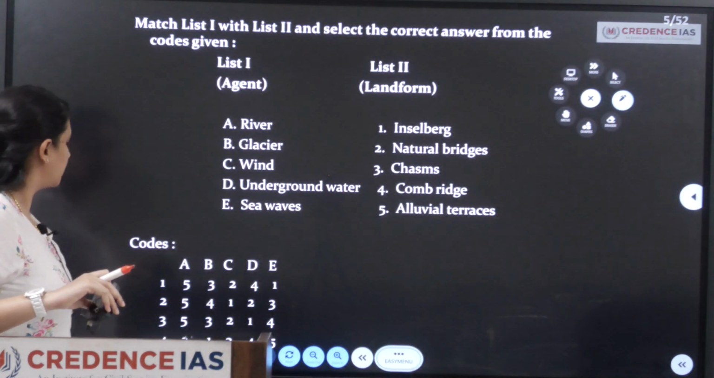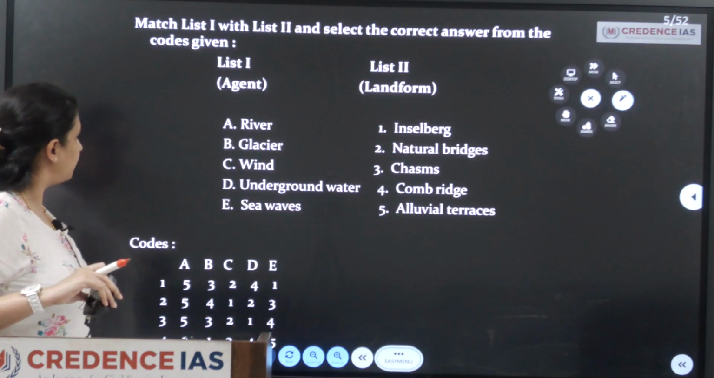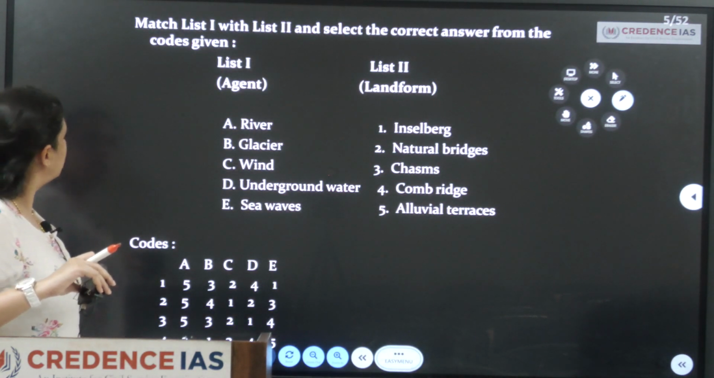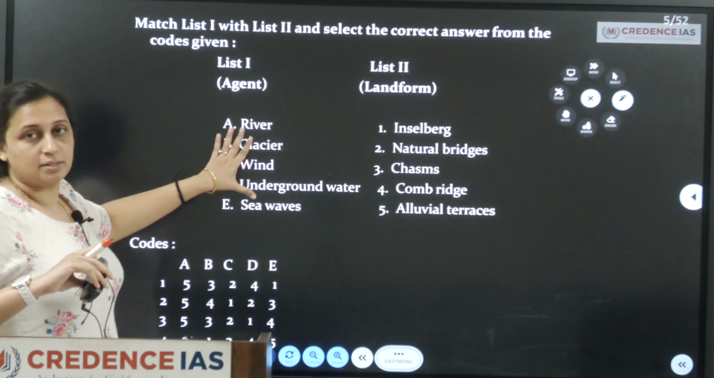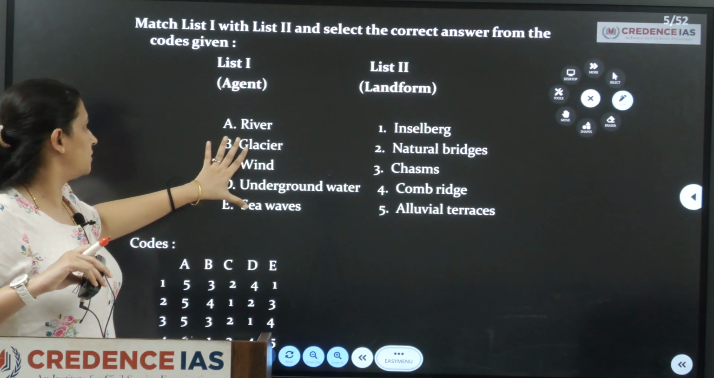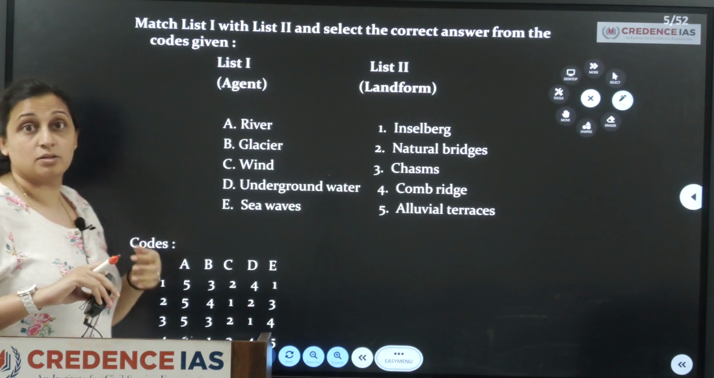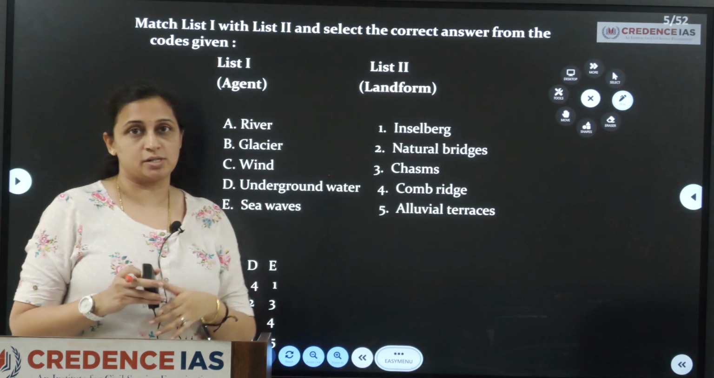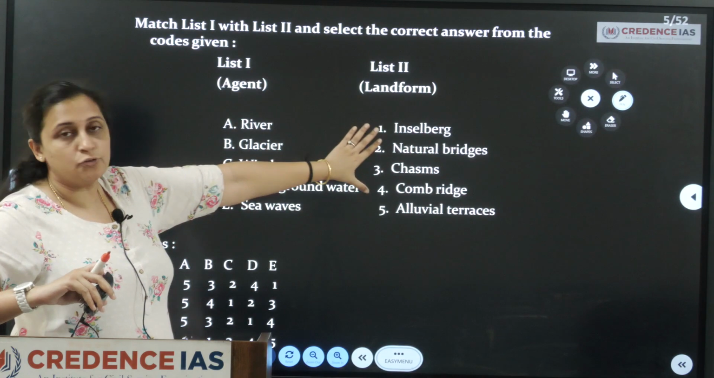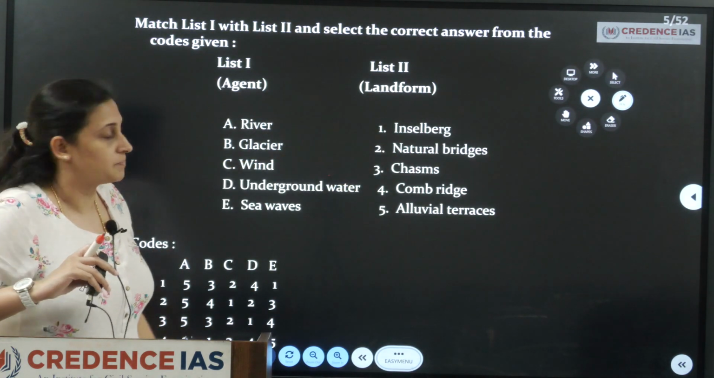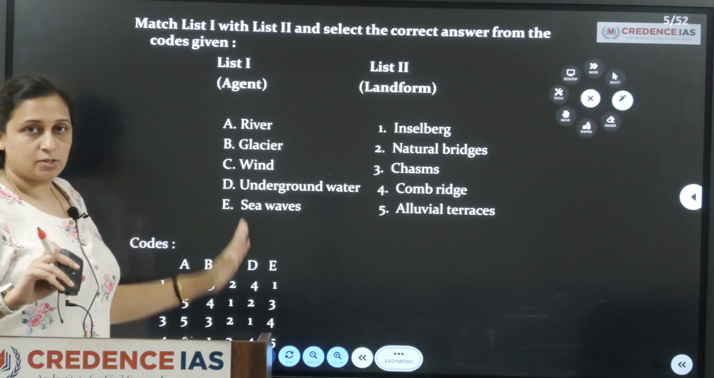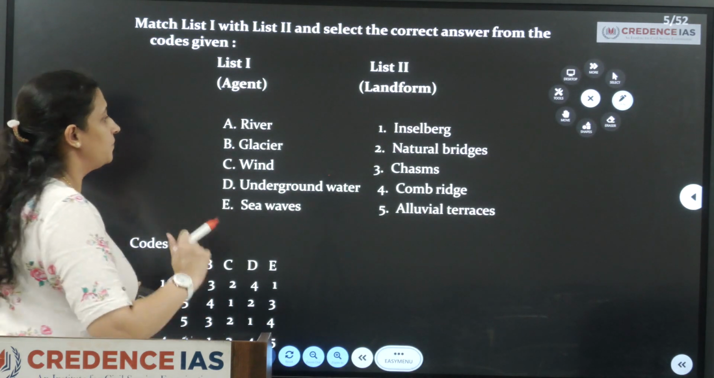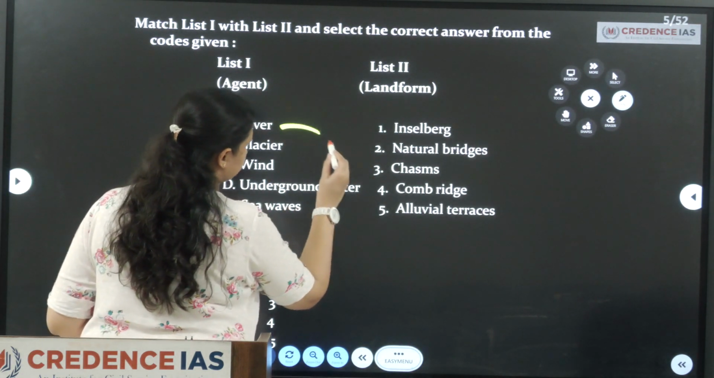Here we have to identify the correct answer forms. The different weathering agents, that is, those agents that cause erosion, and the landforms formed by these agents. Just by seeing the options you can easily identify the alluvial terraces.